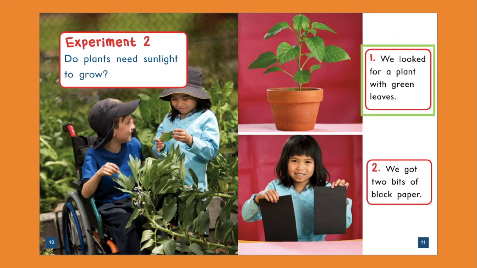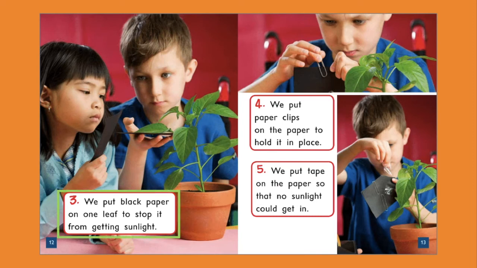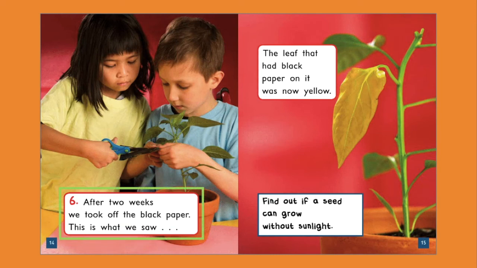1. We looked for a plant with green leaves. 2. We got 2 bits of black paper. 3. We put black paper on one leaf to stop it from getting sunlight. 4. We put paper clips on the paper to hold it in place. 5. We put tape on the paper so that no sunlight could get in. 6. After 2 weeks, we took off the black paper. This is what we saw. The leaf that had black paper on it was now yellow.